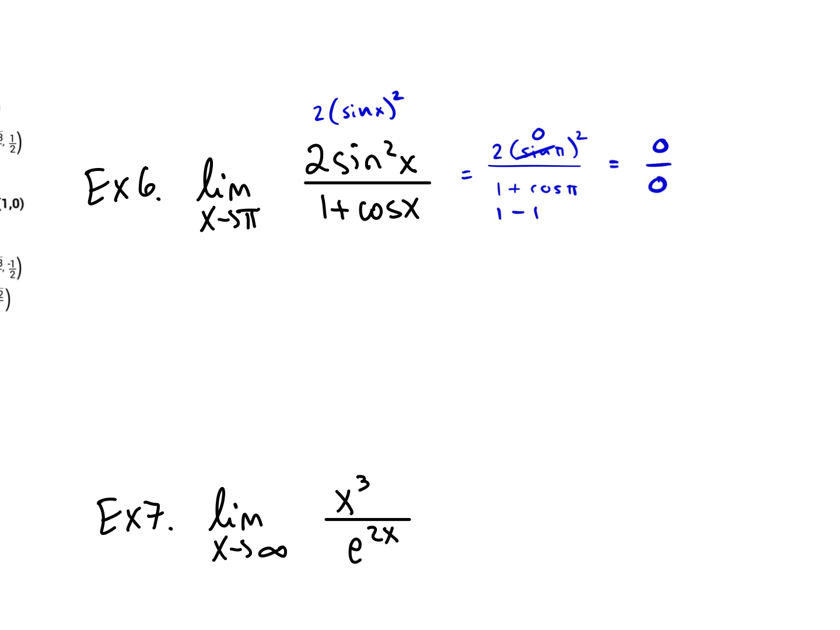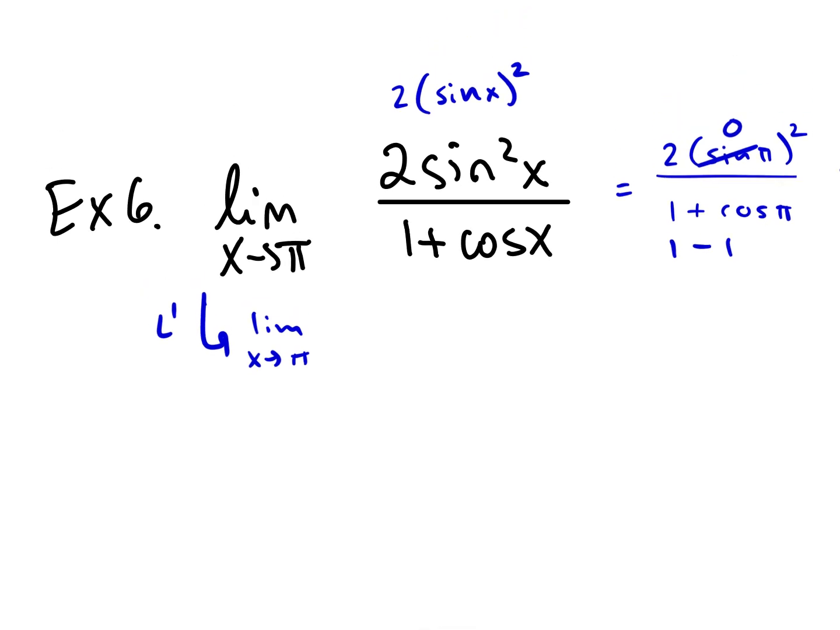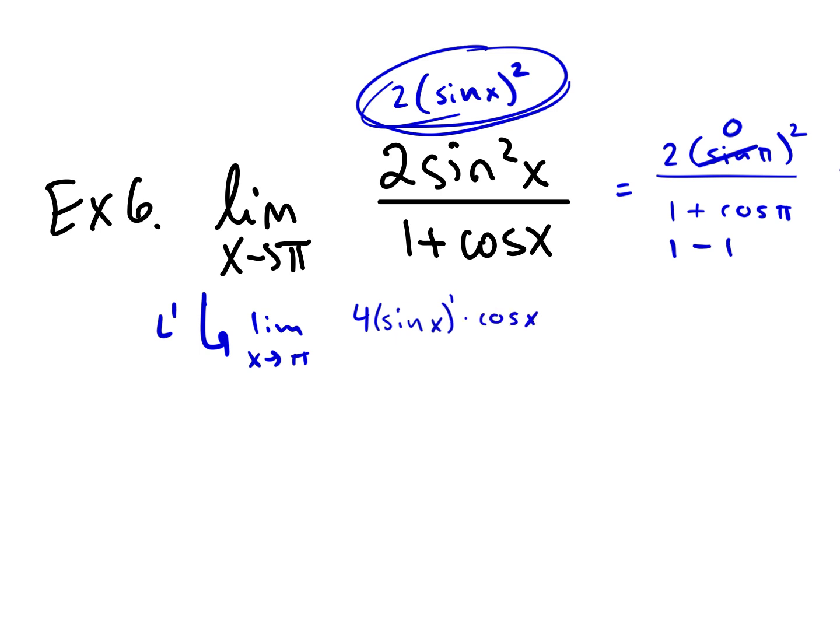So if we have 0 over 0, can we use L'Hopital's rule? Yes. So let's use our rule. We've got the limit as x approaches pi. When we take the derivative here, I'm going to use this form because it's going to be easier to then use the chain rule. So I'm going to take the derivative of the outside, which gives us 4 times the sine of x to the first power. Then we take the derivative of the inside, which would be cosine of x. And then the derivative of x would just be 1 here.